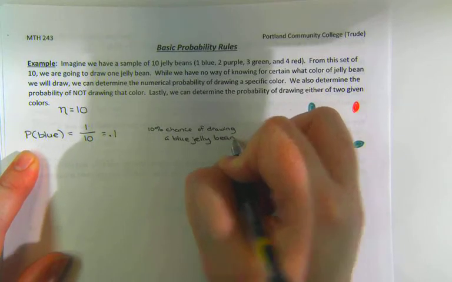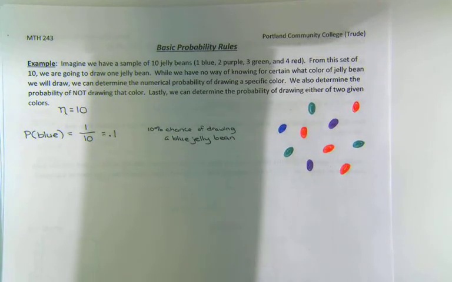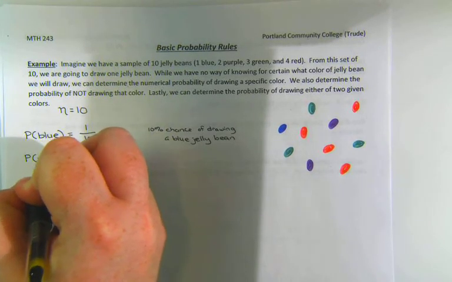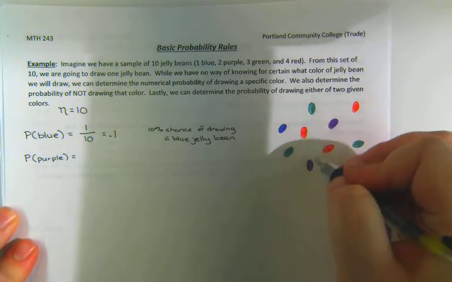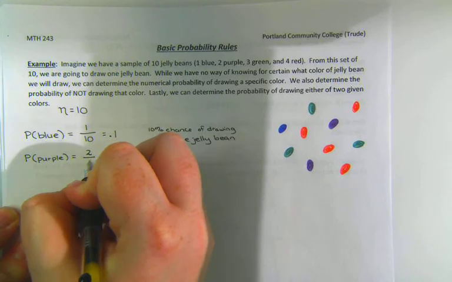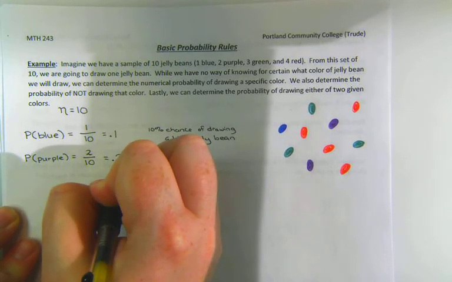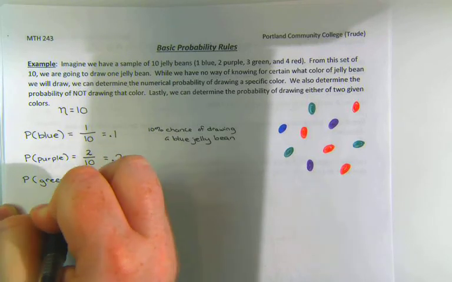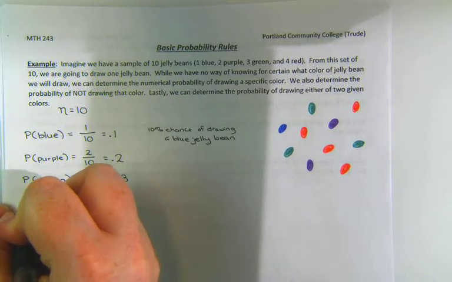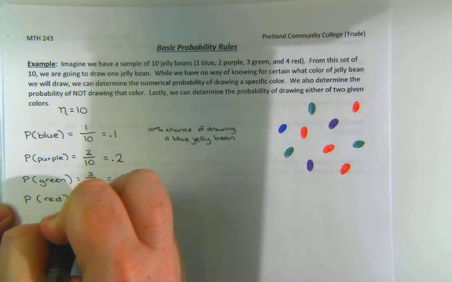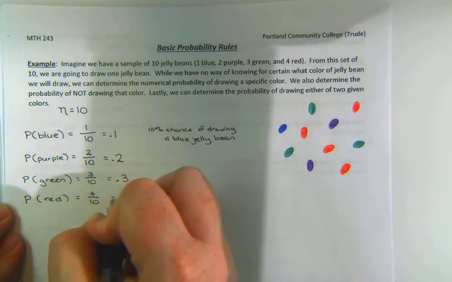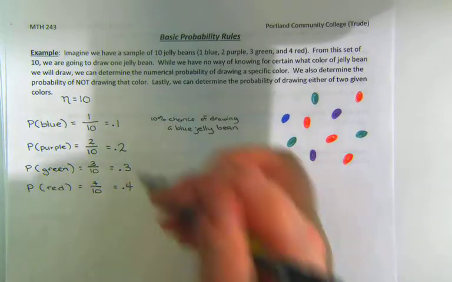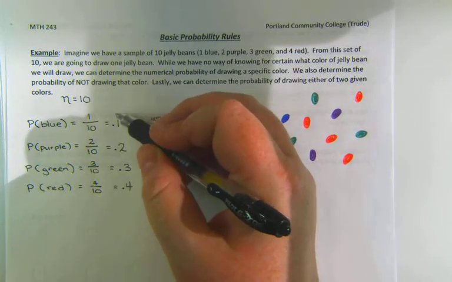And when we create this fraction and get this decimal out, we can always think of it as a percent chance. We could look at the probability of purple, which there are 2 purple jelly beans out of all 10, so we create our fraction 2 out of 10. So with that, there's a 20% chance. Probability of green, so a 0.3. And then the probability of red, which there are 4 red jelly beans out of all 10, so a 40% chance there.